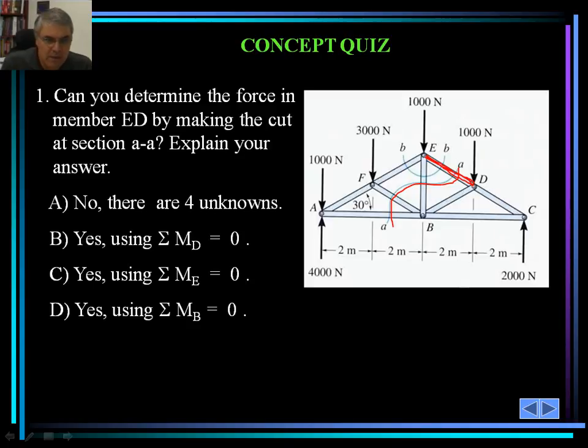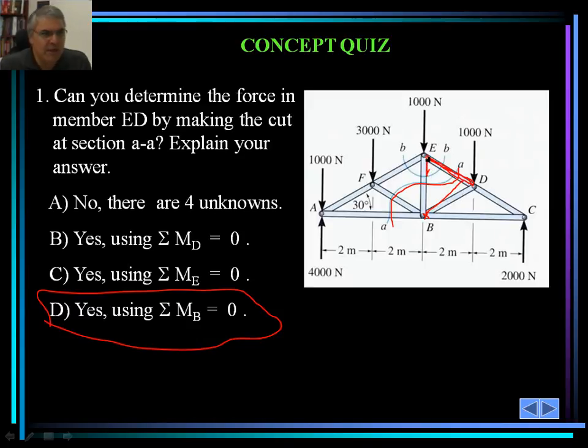The answer is B. Yes, we can, using summation of moment about B, set that to 0. So let's see if we can take the summation of moment about point D. If we do that, the only member that really causes any moment would be F sub ED. Then we can find the shortest distance perpendicular to member ED, or we can take a look at the two components and find their relations with respect to that.